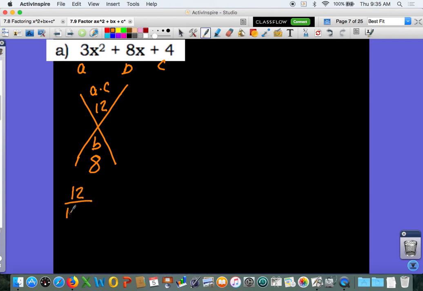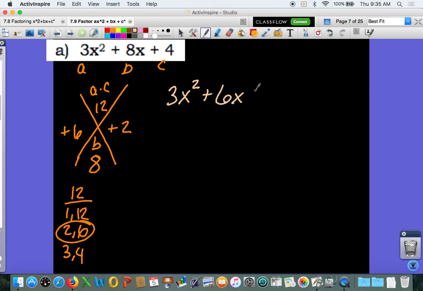Factors of 12, 1 and 12, 2 and 6, 3 and 4. Everything here is positive, so that means both sides and both terms will be positive. Which set adds to give me 8? Well, 2 plus 6. So 6 and 2. Okay. Split my middle. 3x squared plus 6x plus, not 8x, plus 2x plus 4.